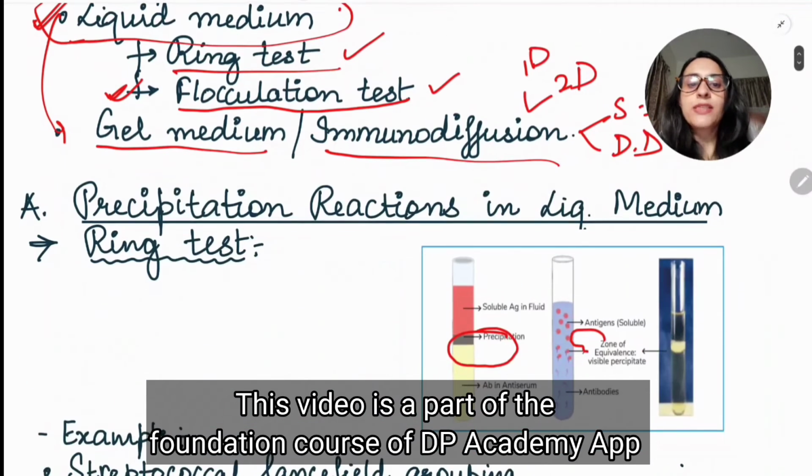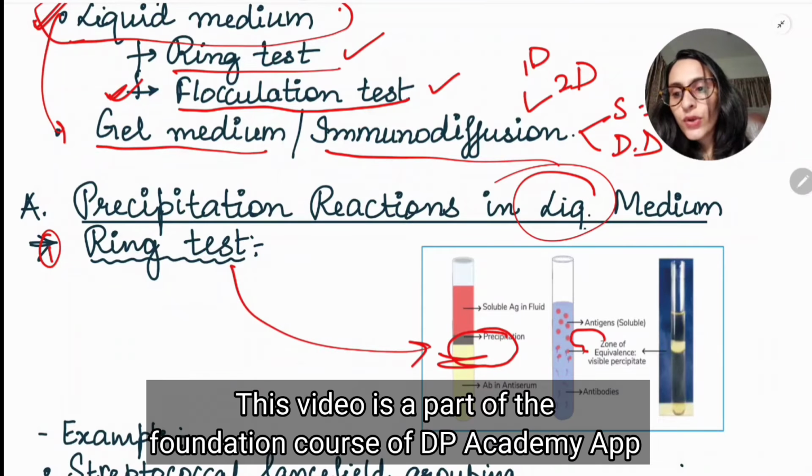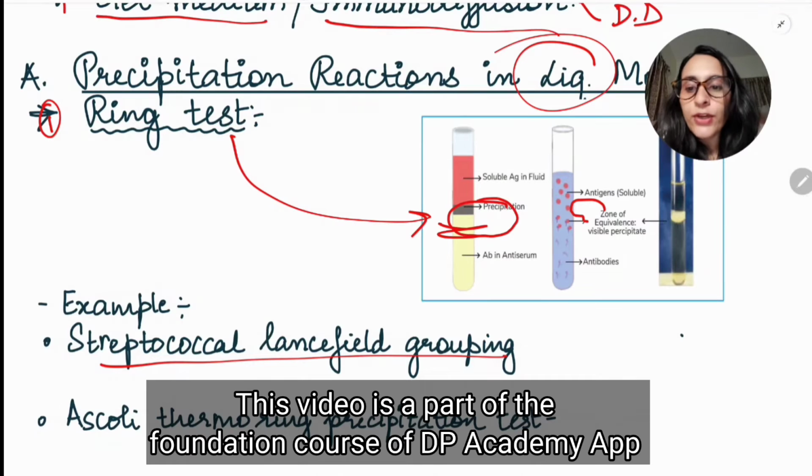So first let's talk about precipitation reaction in the liquid media. The first test is the ring test. In the ring test, a ring is formed when an antigen reacts with the antibody in the liquid media. A ring is formed and that is known as a ring test. So in the ring test, the examples are streptococcal Lancefield grouping. We do it for beta hemolytic streptococcus. This we have covered in the bacteriology.